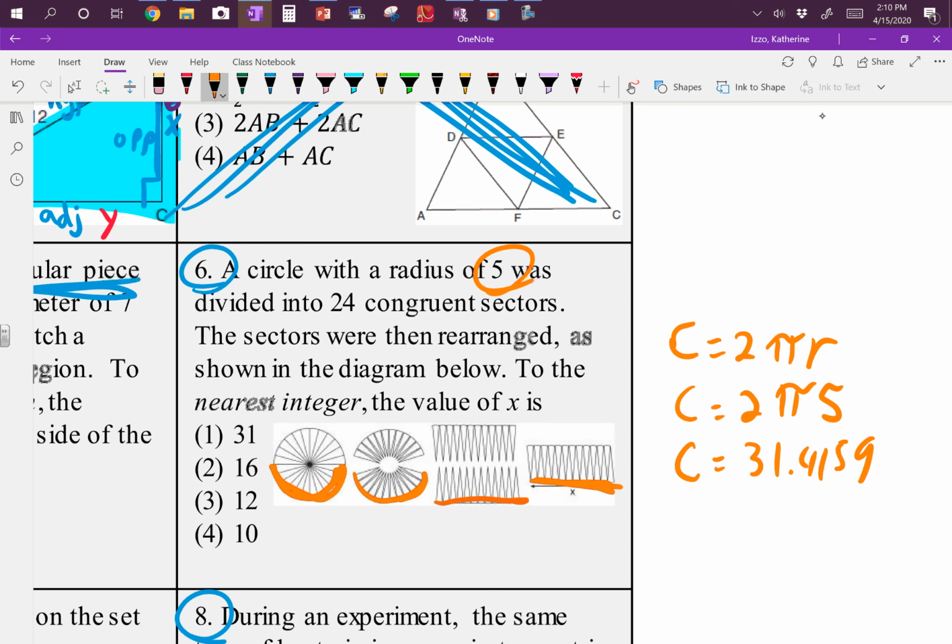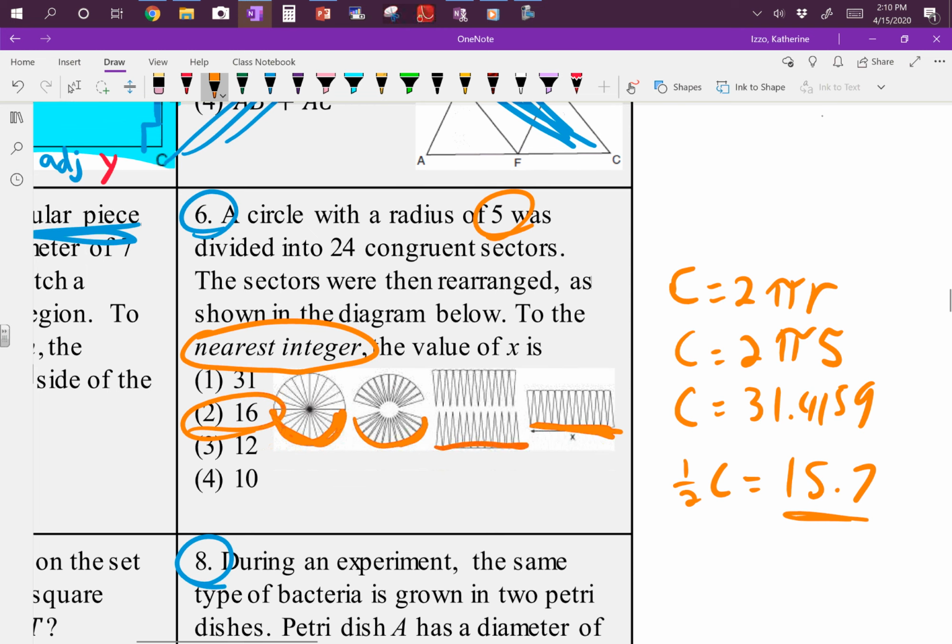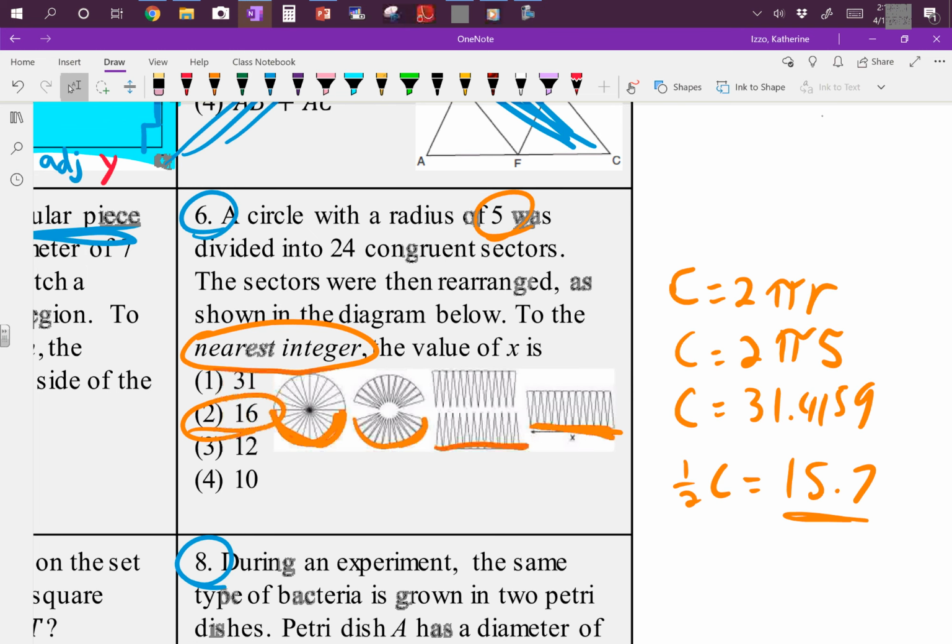So 2 times pi times 5 is going to be 31.4159. And it's saying I only want half of this, so divide by 2, and we get half of my circumference is 15.7-ish, also known as 16. Because now it says to the nearest integer. Nearest integer means we're rounding up because 15.7 is closer to 16 than it is to 15.